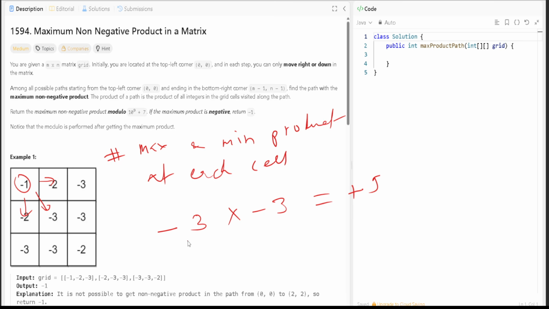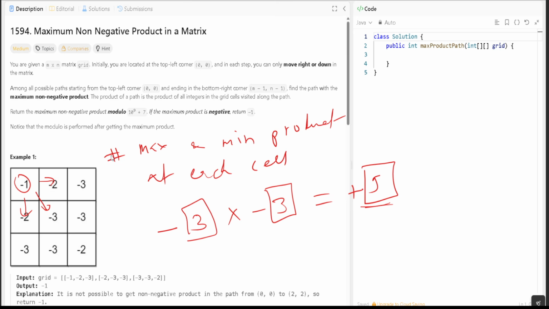Similarly, if a large value is there, then because both of these have negative signs, it will give a positive value, but if only one of them is negative, it will give a negative value. So we have to think about how this will work. Basically, at each cell you have to find the max and min product, so we can find the large value. This concept is there.